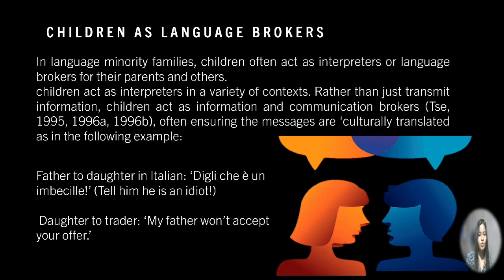So father to daughter in Italian. So in English, tell him he is an idiot. So the daughter here translates the statement of her father in a good way, such as, my father won't accept your offer. So in this example, children act as language brokers for parents with their proficiency in the majority language ahead of their parents.